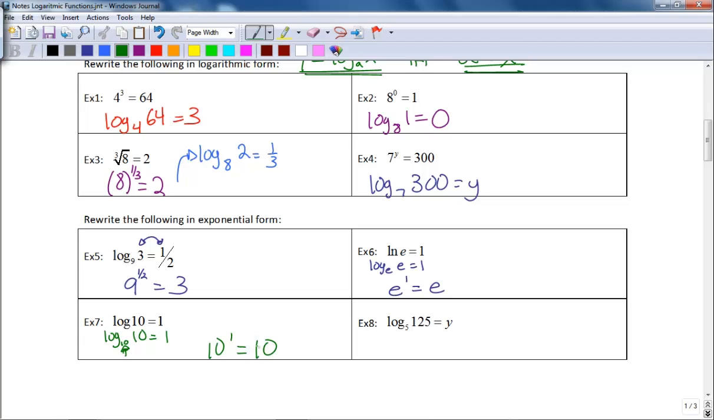Let's look at example 8, and then we're going to move on to graphing logarithmic functions. So example 8, log base 5 of 125 is equal to y. So what's your base? Your base is 5. So 5, and then swap these out. 5 to the y is equal to 125. So really important to remember that base is the same, and then you're swapping those x's and y's. The next video, we're going to deal with graphing logarithmic functions.